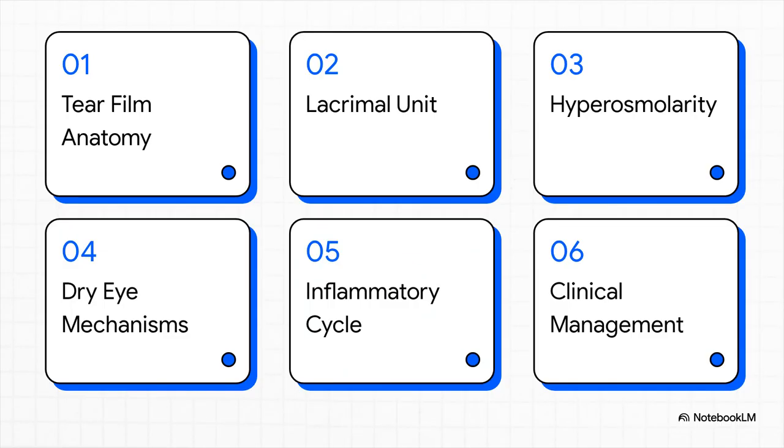Okay, here's our roadmap for today's explainer. We're going to cover normal tear film anatomy, the lacrimal functional unit, the pathophysiology of hyperosmolarity, mechanisms of dry eye, the vicious inflammatory cycle, and finally, clinical management and pearls. Now notice the sequence here. We are following a strict biological progression. Normal anatomy dictates normal physiology, which when it gets disrupted leads to pathophysiology, structural change, and ultimately our clinical management. No isolated facts today, just one continuous clinical story.